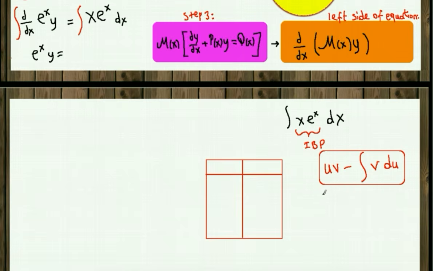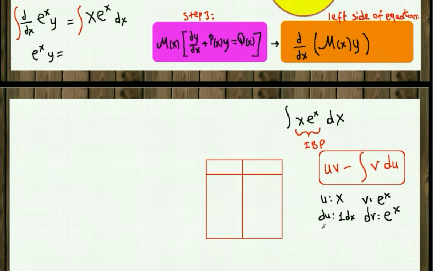Okay, in the formula we need to define what the u is and what the dv is. So u should be the function which is differentiable very fast, and dv has to be the function which is integrable fast. After the observation we can see that the derivative of x is good and the integration of e to the x is good. So the derivative of x is 1 dx, and the integration of e to the x is e to the x.